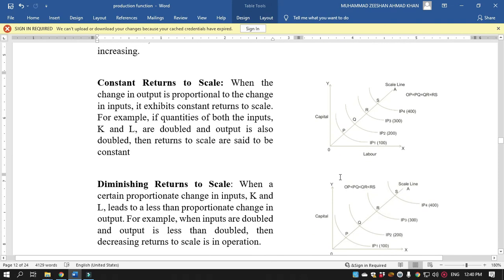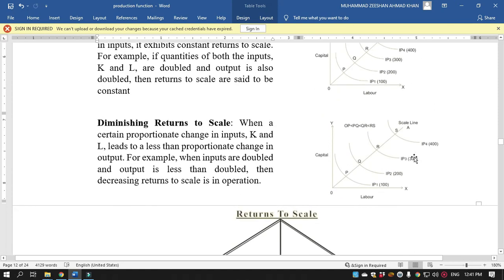And diminishing return to scale, again, we can explain in two ways. One is that if you are increasing your labor and capital in the same proportion, but your output increases in a lesser proportion, it is called diminishing return to scale. Or you are producing the same level of output by employing more labor and capital, so it is also called diminishing return to scale. And that is explained in this graph.